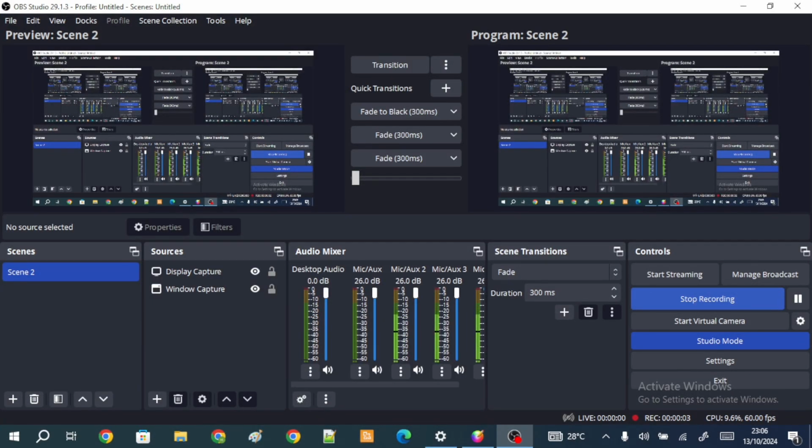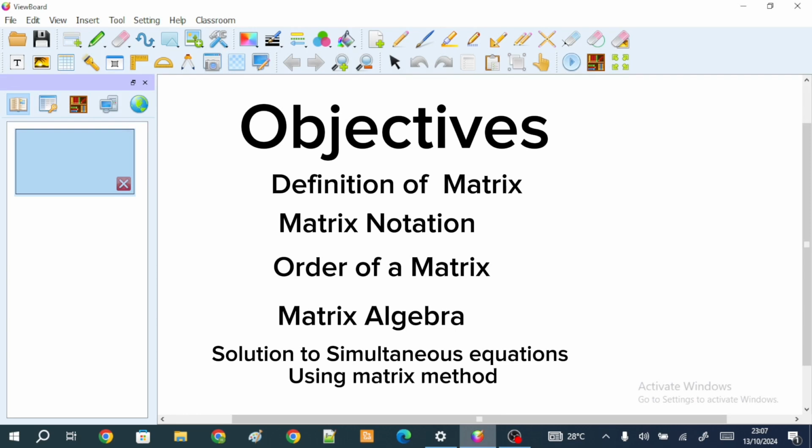In today's class, we're going to be looking at matrix. The objective of this lesson is to define matrix, to know the order of a matrix notation, to perform matrix algebra, which includes addition, subtraction, and multiplication of matrices.